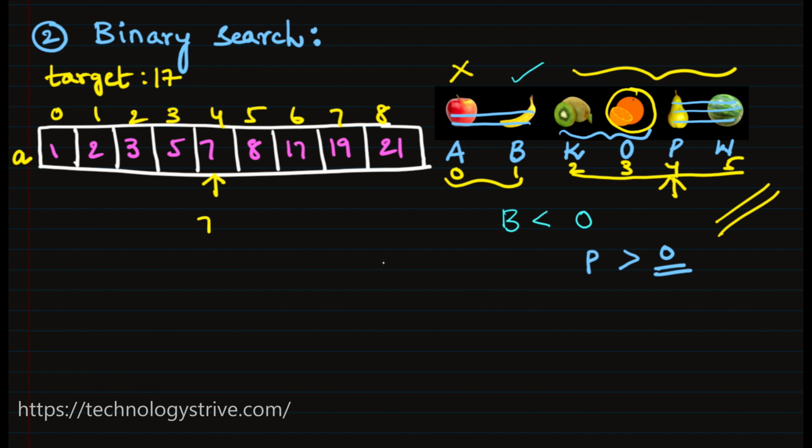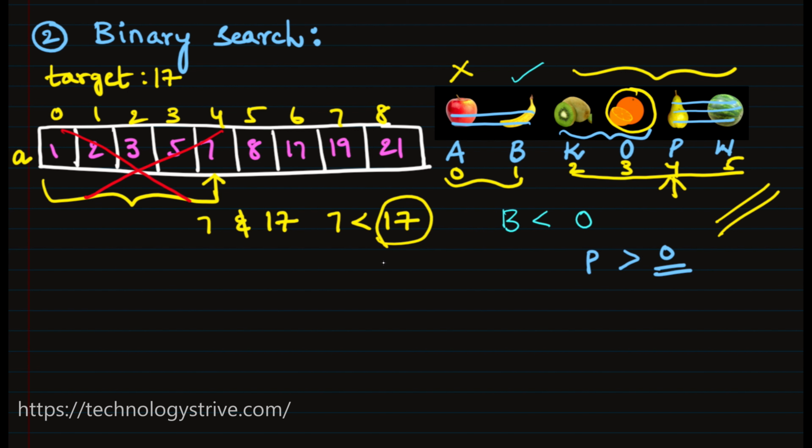Then we compare 7 and 17. We know that 7 is less than 17, right? It means that before 7, obviously we won't find 17 because the elements are sorted in nature. So we won't find our answer in this space, right? So we can ignore this completely. Now this is our search space. Then again we have to do the same process.